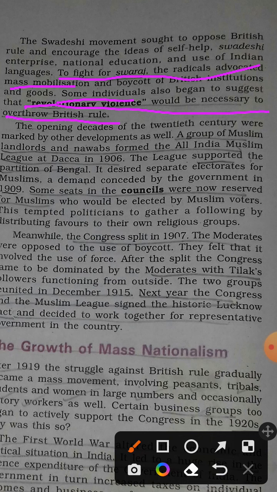The opening decades of the 20th century were marked by other developments as well. A group of Muslim landowners and Nawabs formed the All India Muslim League at Dhaka in 1906. The League supported the partition of Bengal.